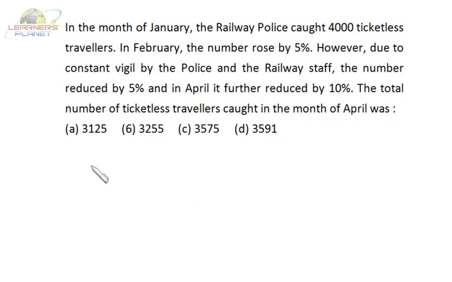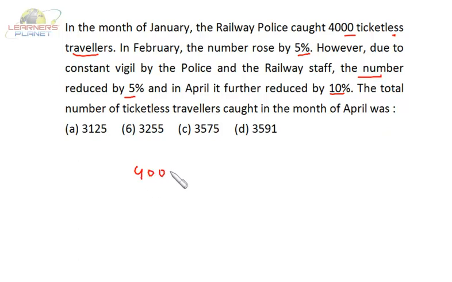Now let's see this problem. In the month of January, the railway police caught 4,000 ticketless travelers. In February, the number rose by 5%. However, due to constant vigil by the police and the railway staff, the number reduced by 5%, and in April, it further reduced by 10%. The total number of ticketless travelers caught in the month of April was? Okay, now let's begin with 4,000.